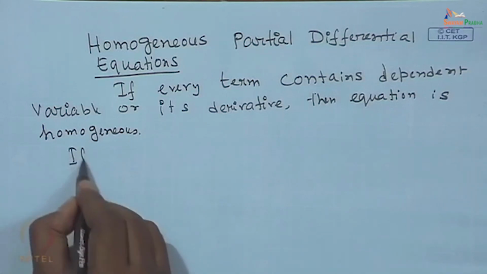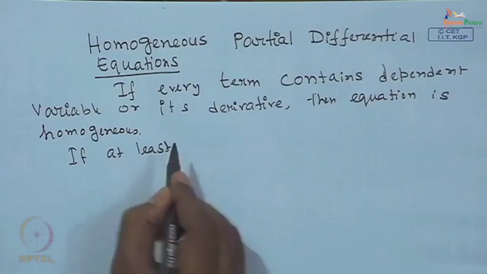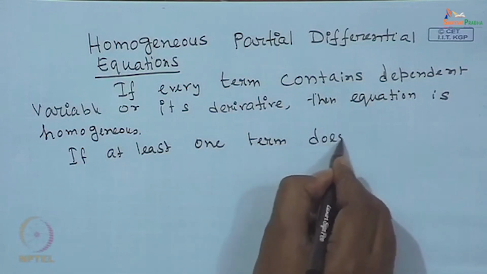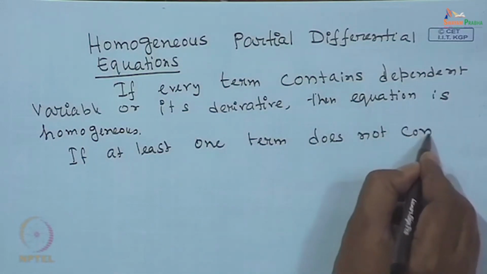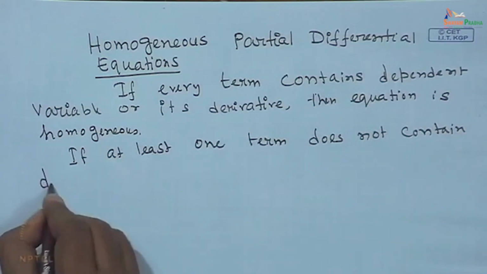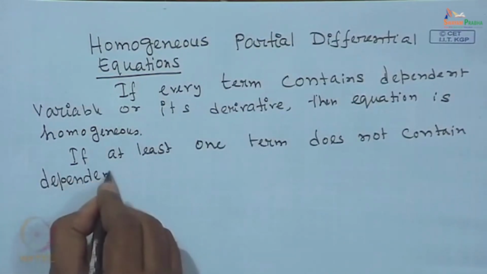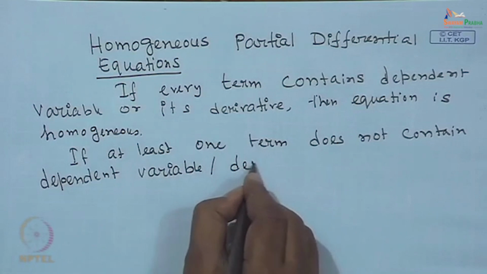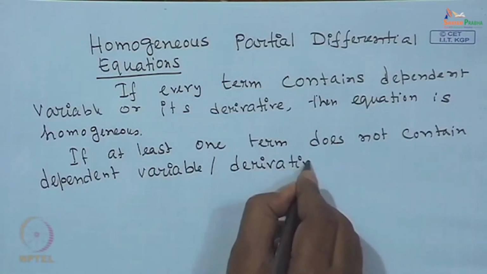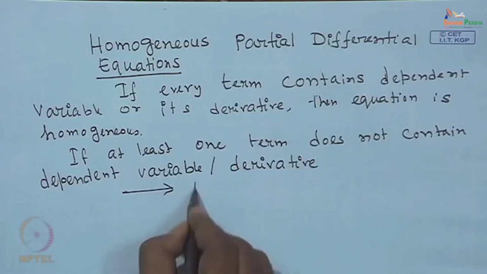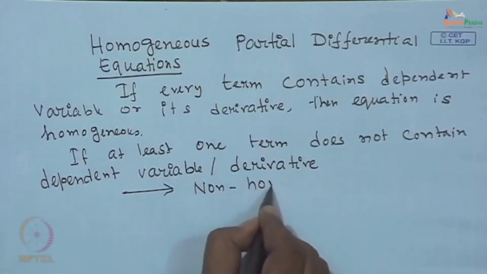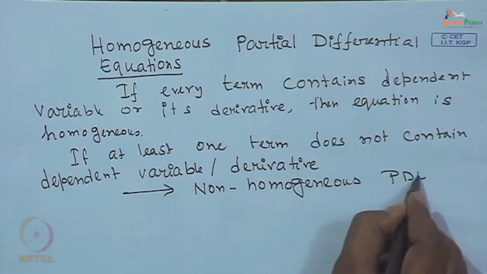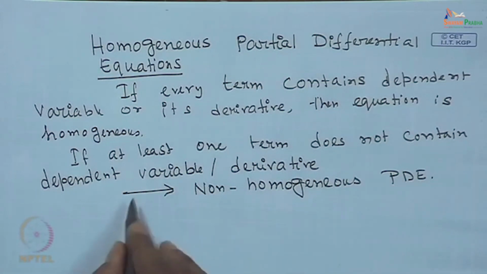If at least one term does not contain the dependent variable or its derivative, then this is a non-homogeneous PDE. So, I will take up some examples.